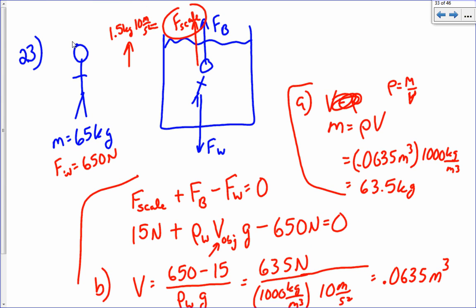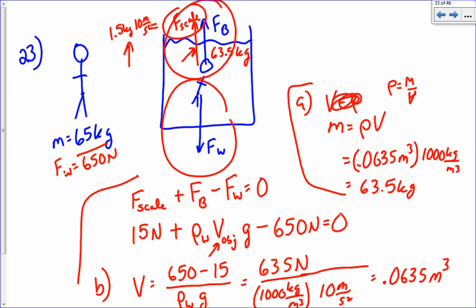Another simpler way, actually, is I know that this force has to equal these two forces. So if his actual mass is 65 kilograms and I'm only reading 1.5 kilograms on the scale, then I have to have the difference in that, 63.5 kilograms. That's the mass of water that's being displaced, and the weight of that water is equal to the buoyant force.